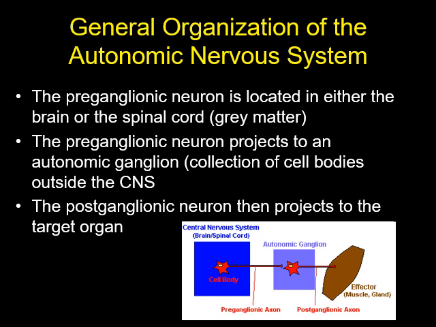So, general organization of the autonomic nervous system is as such: the preganglionic neuron, the one that's going to carry information into the back of the spinal cord, is located in either the brain or the spinal cord within the gray matter. The preganglionic neuron projects to an autonomic ganglion. Remember, a ganglion is a collection of neuronal cell bodies outside the central nervous system. And then coming out of that, the postganglionic neuron, the one that was synapsed onto, then projects to the target organ.